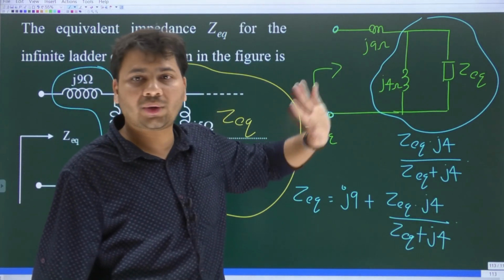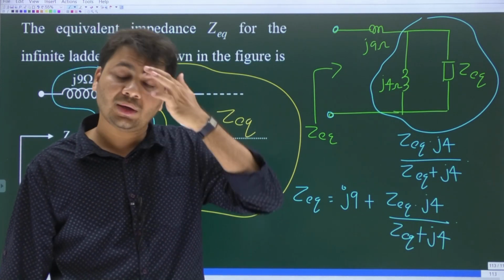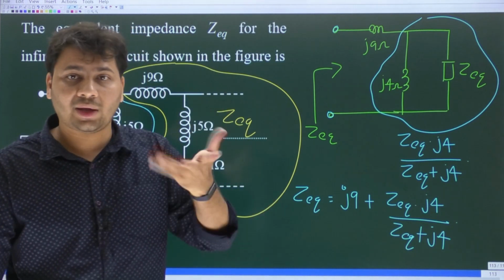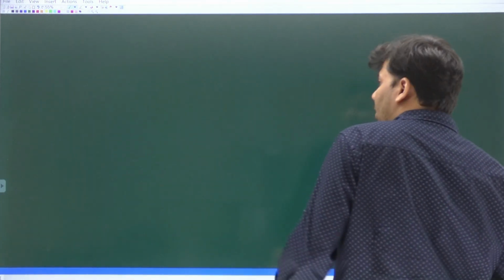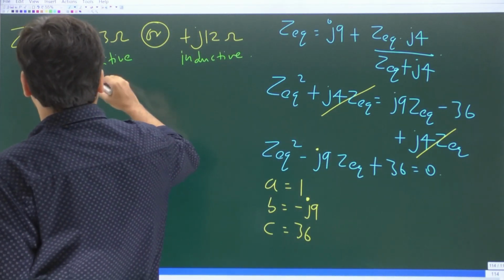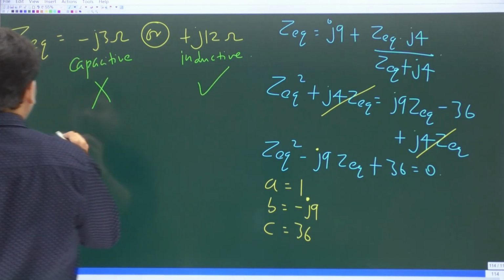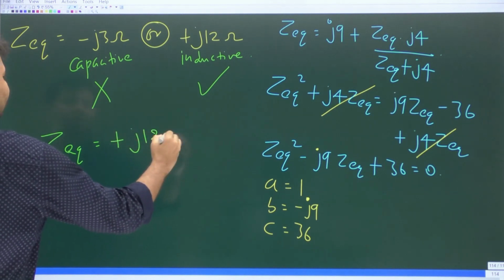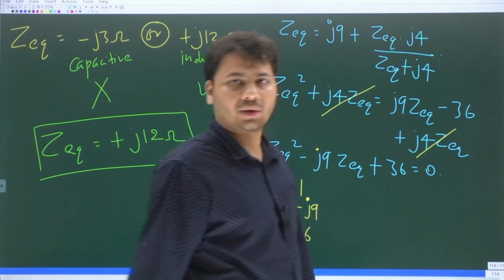So this is an inductor, this is also an inductor. Everything is an inductor. The overall nature is also going to be inductive. It will behave like a single inductor. That's why the impedance is going to have a positive reactance. But for the first root, the reactance is negative. So this is incorrect, this is correct. What is the final value of Z equivalent? It is plus J12 ohms.